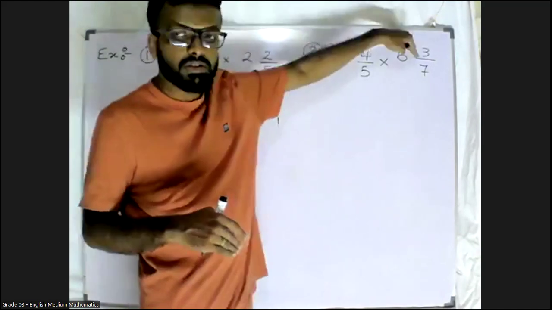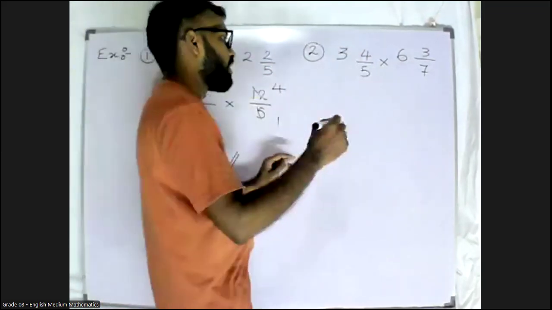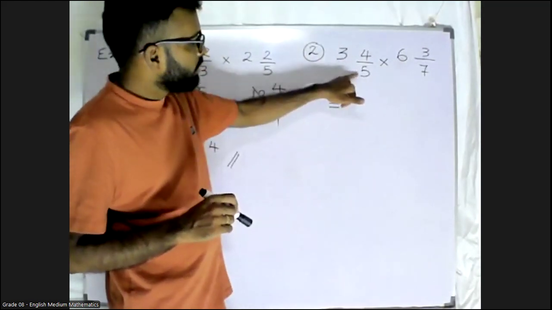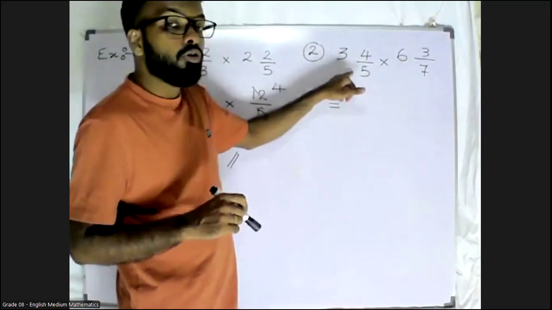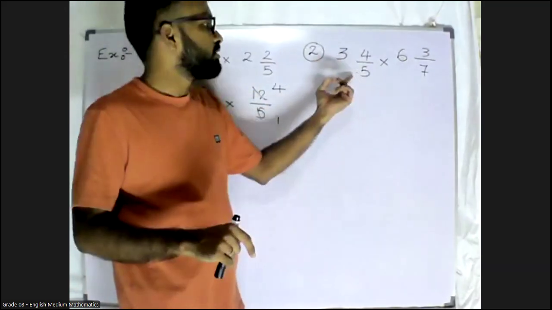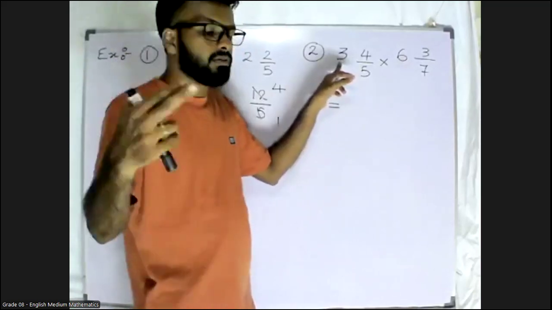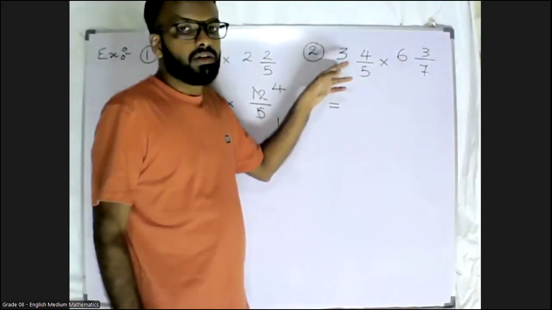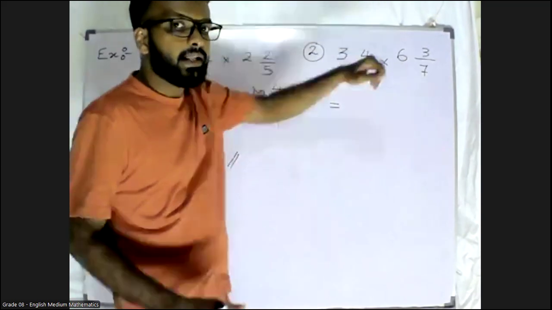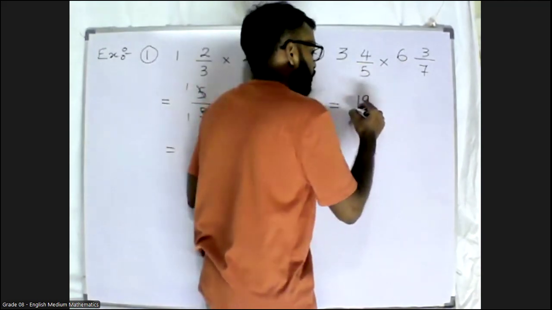What you are going to do next? You are going to convert these mixed numbers into improper fractions, right? I am putting an equal mark here. Now, you know how to convert this mixed number into an improper fraction, right? Use the clockwise method. 5 times 3, 15. 15 plus 4, 19. So my numerator is 19. Denominator is 5. 19 over 5.